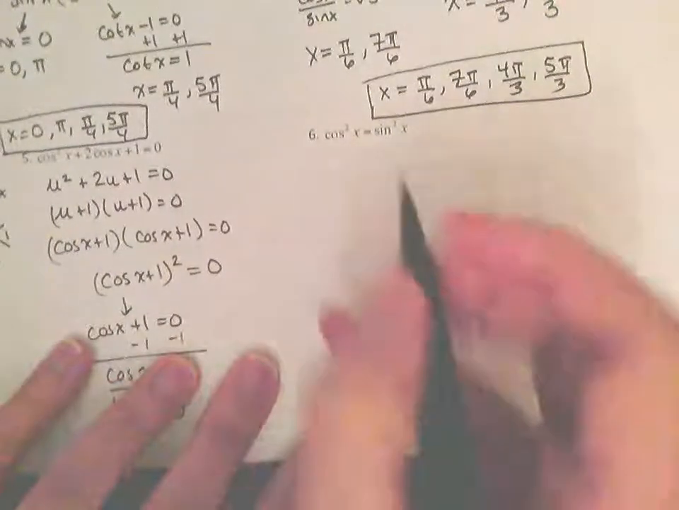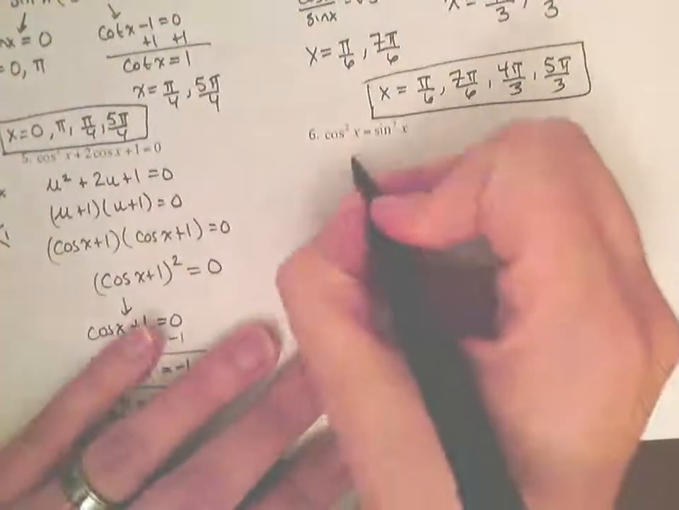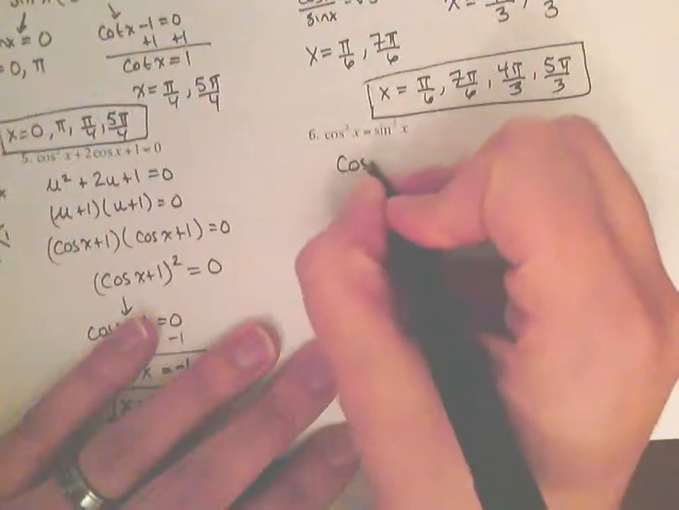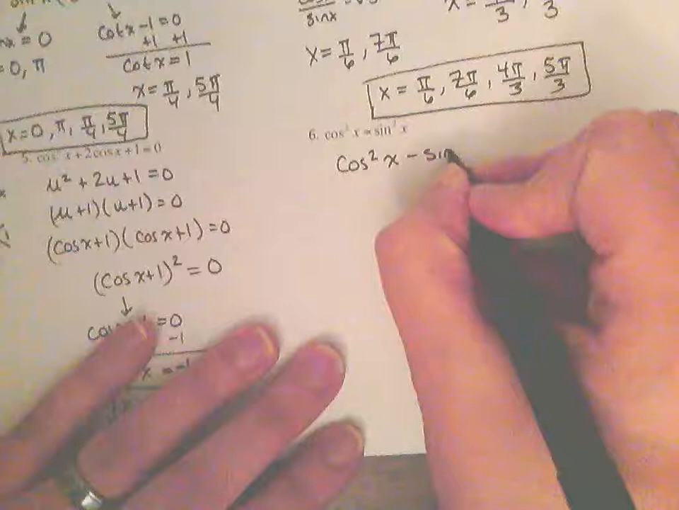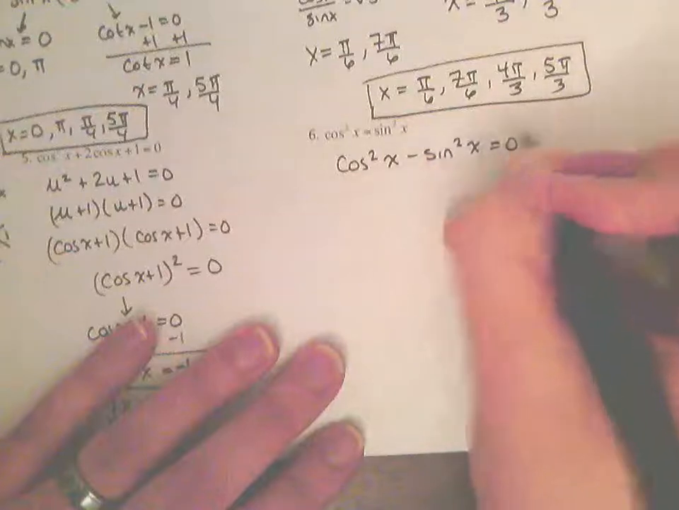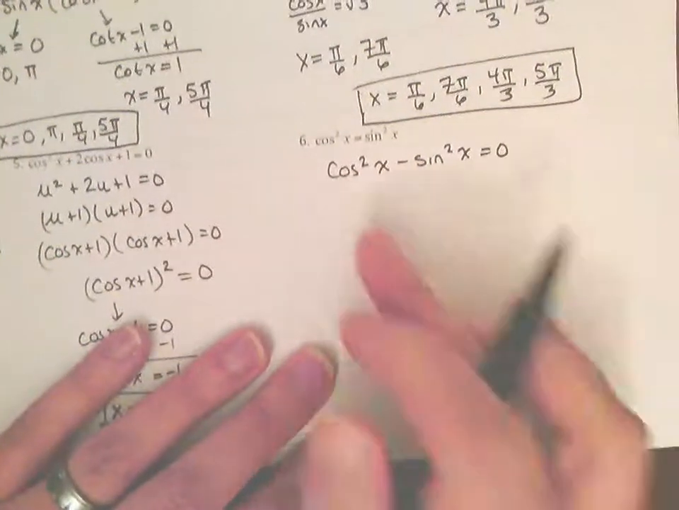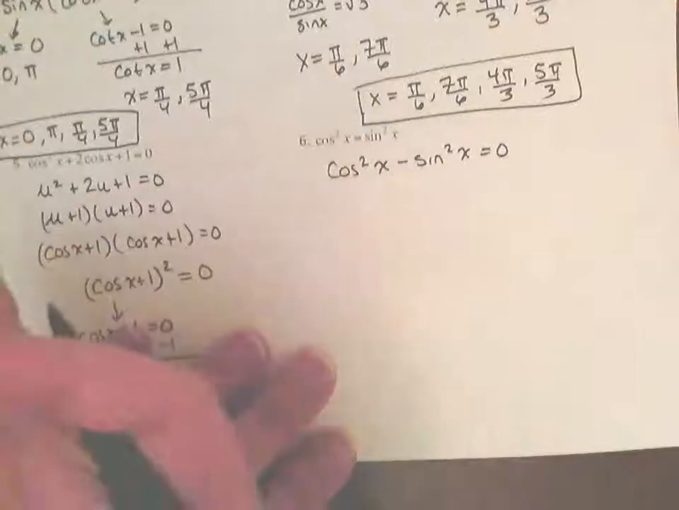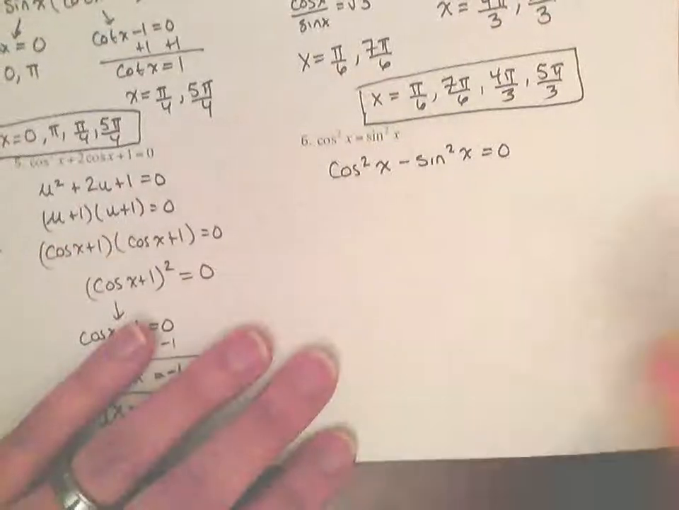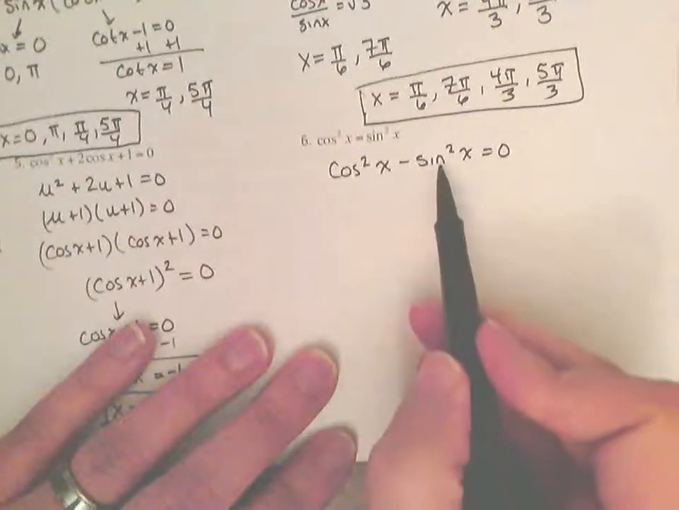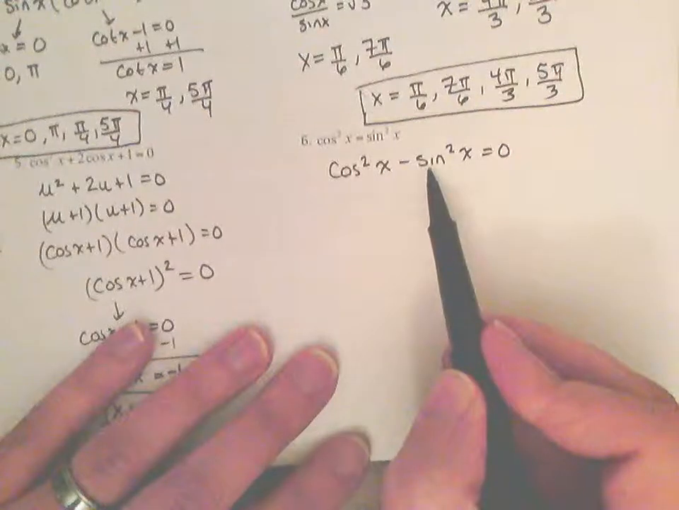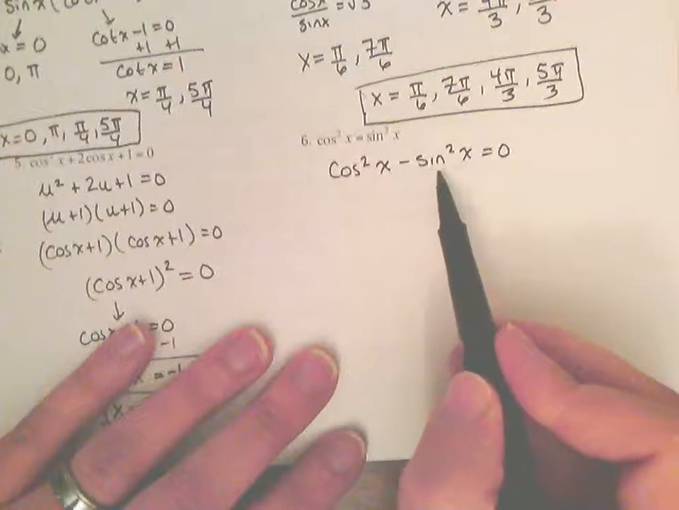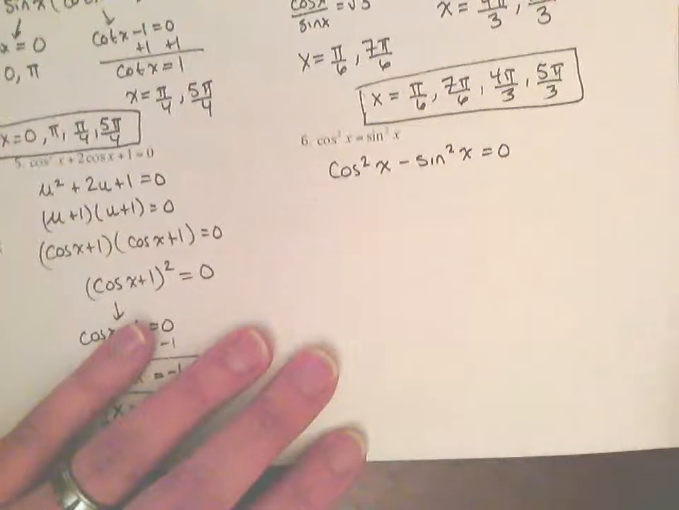Alright, this last problem. When I first tried to solve it, I was like, okay, let's get these on the same side. And then I was stuck. They're two completely different terms. I can't even use substitution to factor it, and I can't really change sine. I could possibly change sine squared of x to 1 minus cosine squared of x. I could do that, but I found an easier way.